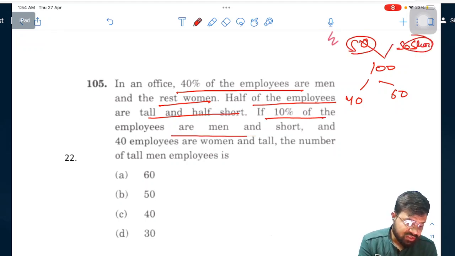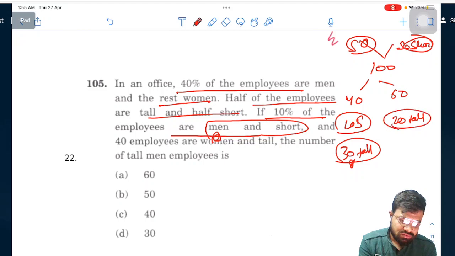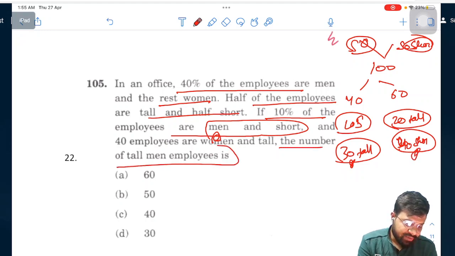10% of the employees are men and short. That means out of this 40, 10 are short and 30 are tall. And total 50 are tall, so that means 20 are tall and 30, oh sorry, 40 are short. Now we have to find the number of tall men employees.